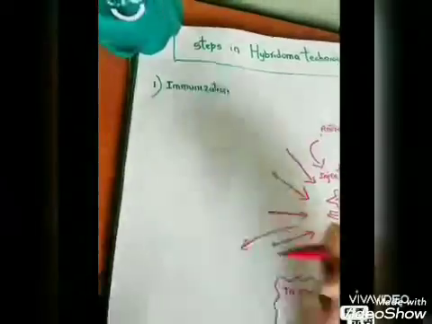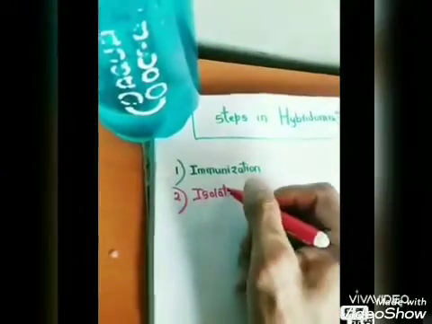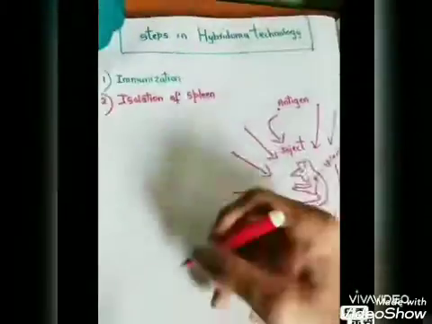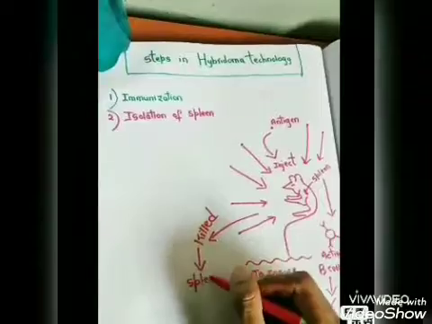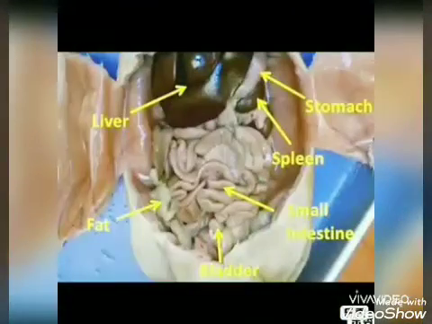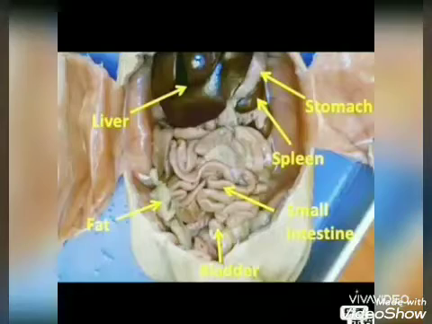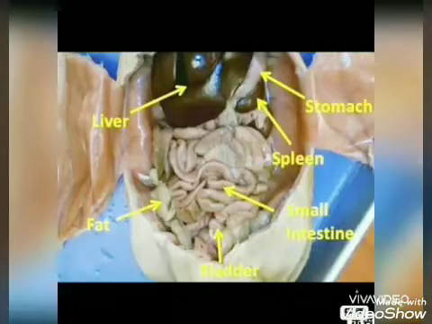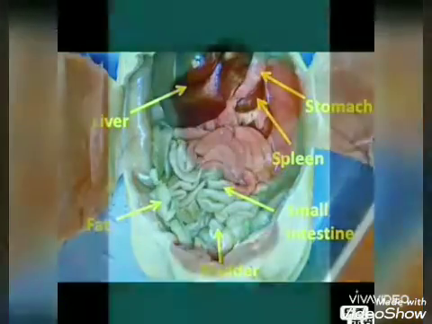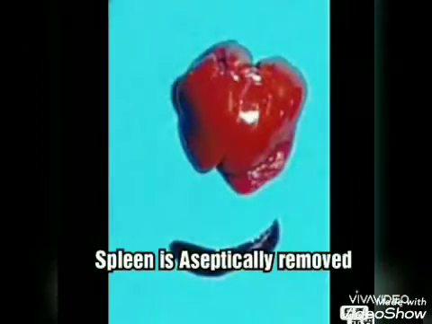After ensuring that, the second step is to isolate the spleen from the animal. You're going to kill the animal and isolate the spleen from the mouse. The spleen is present below the stomach, and it has already produced the antibodies against the antigen. You're going to aseptically remove the spleen.